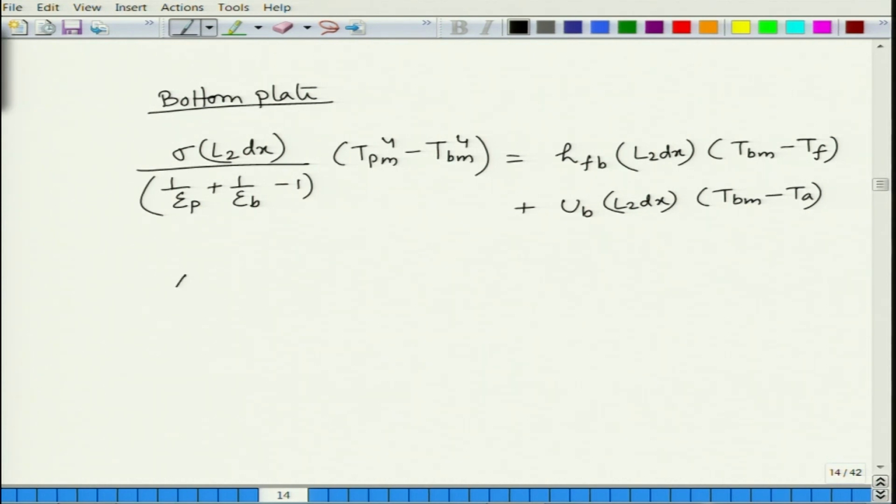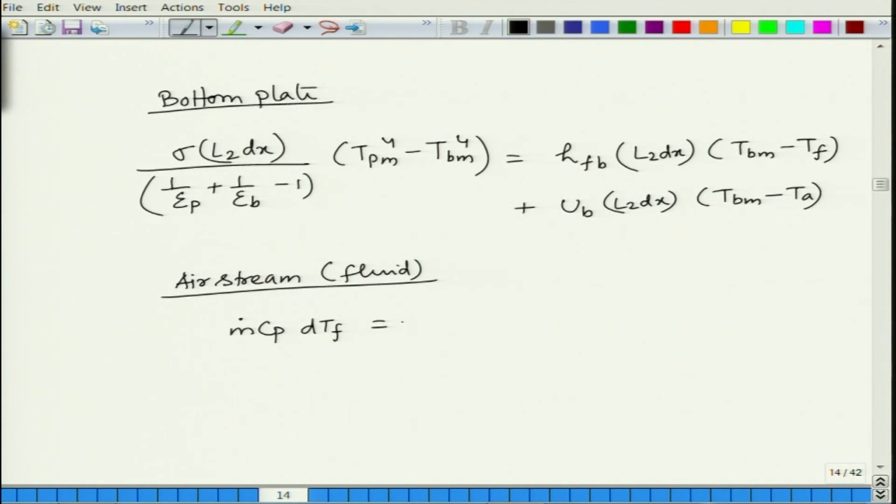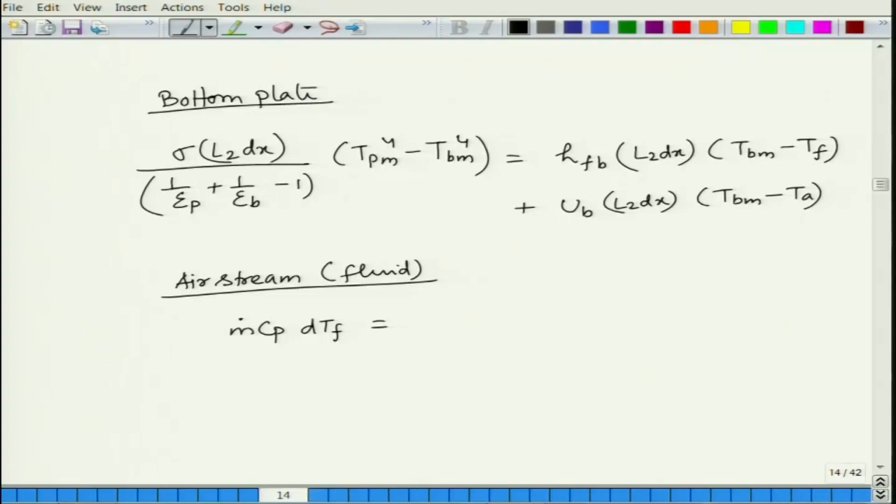Now, similarly, we can do that for the air stream, which is the heat carrying fluid in this particular case. So, here what can we write? We can do the control volume analysis and write the mass flow rate multiplied by the specific heat, multiplied by the change in temperature of the fluid over length dx. And this amount of storage happening inside the fluid, where is that heat coming from? One is from the top plate, the other one is from the bottom plate. So, there will be two terms.